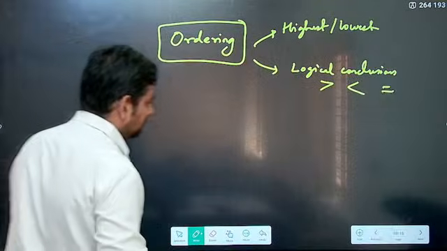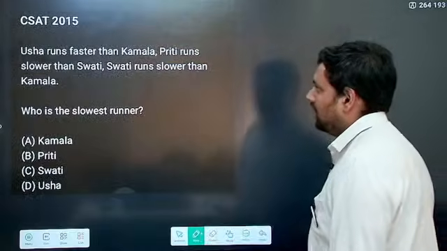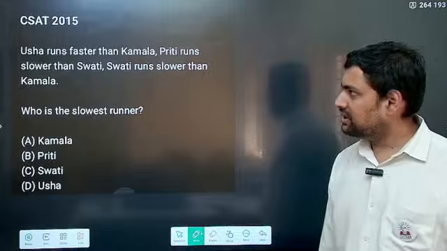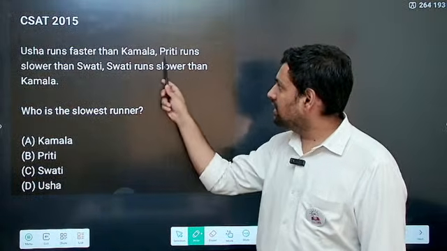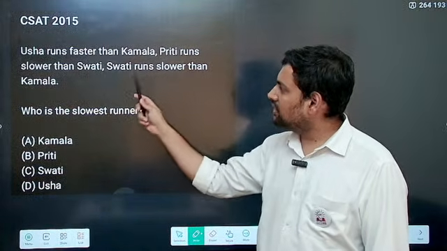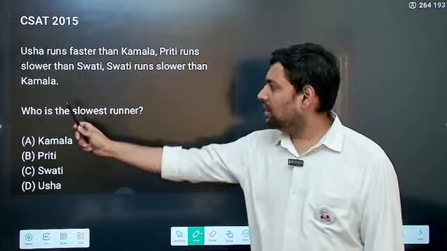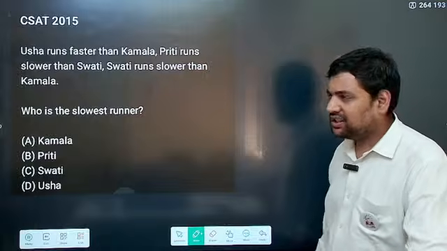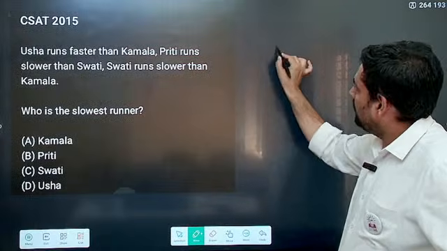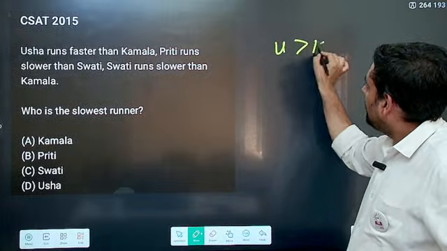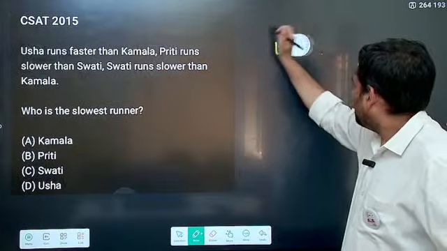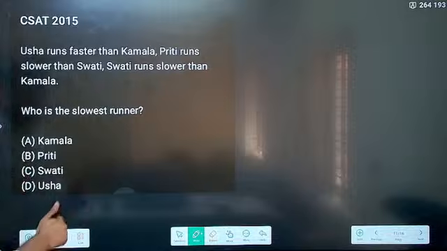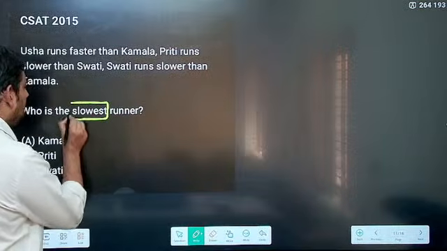Okay. Now, first thing, this. Who is the slowest runner? It says Usha runs faster than Kamla. Preeti runs slower than Swati. Swati runs slower than Kamla. Who is the slowest runner? Now, one way of doing this is writing this in this form, so Usha is faster than Kamla and all of these. Or what I like to do is you just focus on the question. The question is the slowest runner.